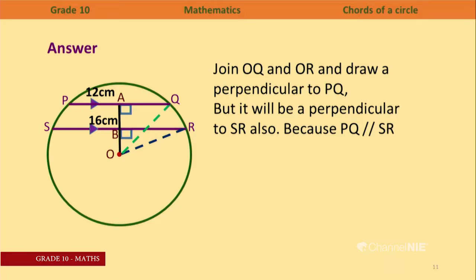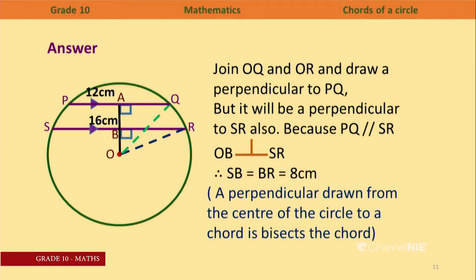Look at the diagram and you can see the OAQ right angle triangle, and you can see the OBR right angle triangle. If you have a right angle triangle and you know two sides of it, you can find the other side using the Pythagoras theorem. Let's see how we do that. Here you can see it clearly.